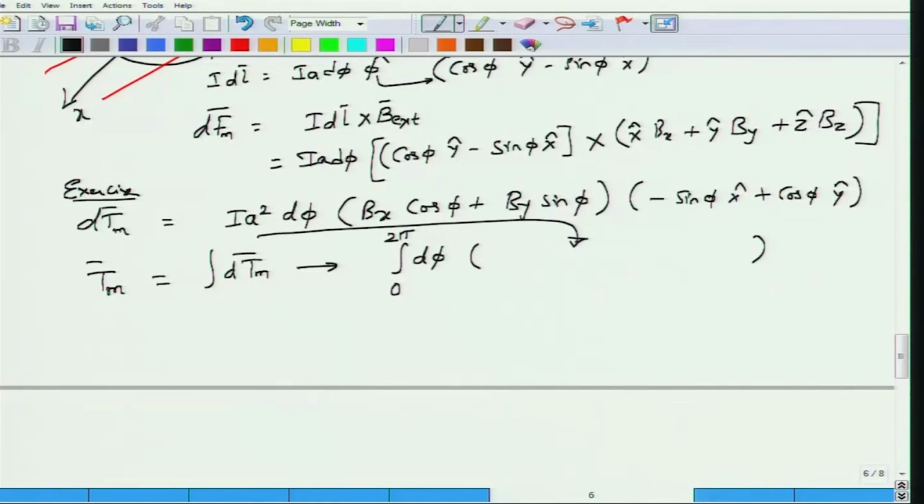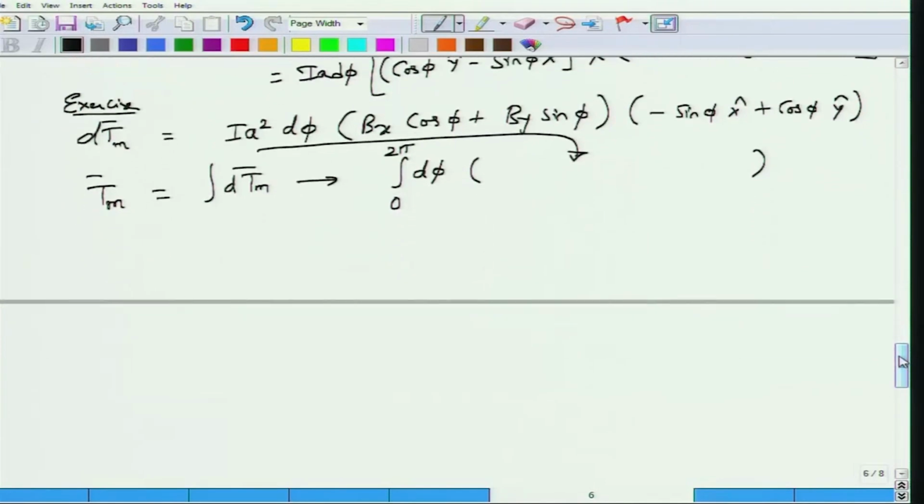Again there are 4 terms here: cos phi sin phi, cos phi cos phi, sin phi sin phi, and sin phi cos phi. The cross terms, cos phi sin phi and sin phi cos phi, integrate to 0, leaving behind only two other values, which is given by pi a square I, okay, times minus x hat by plus y hat bx.